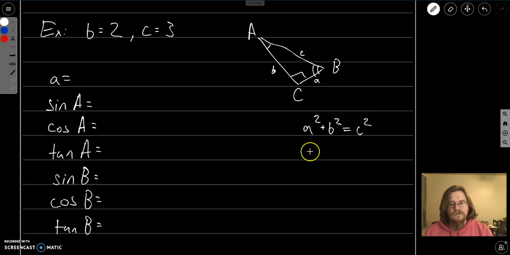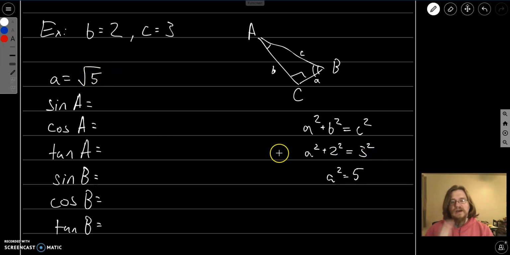So I know, for instance, that A squared plus 2 squared is equal to 3 squared. Well, 3 squared is 9, 2 squared is 4, so A squared is going to be 5 after I subtract the 4 from the 9. So A is the square root of 5.